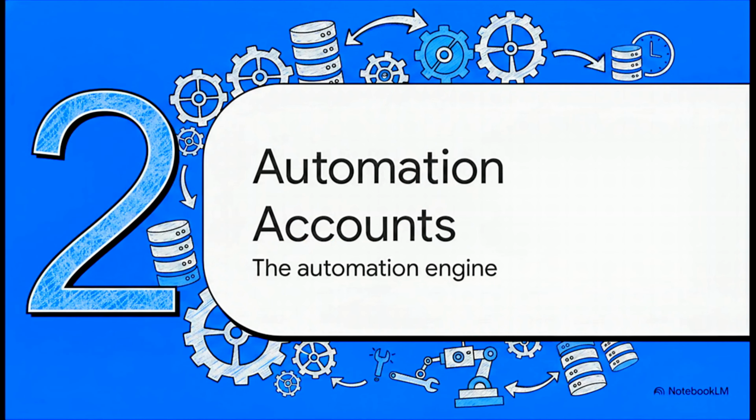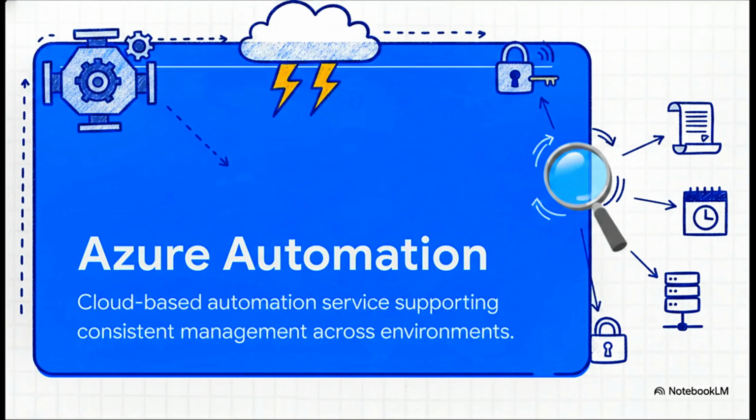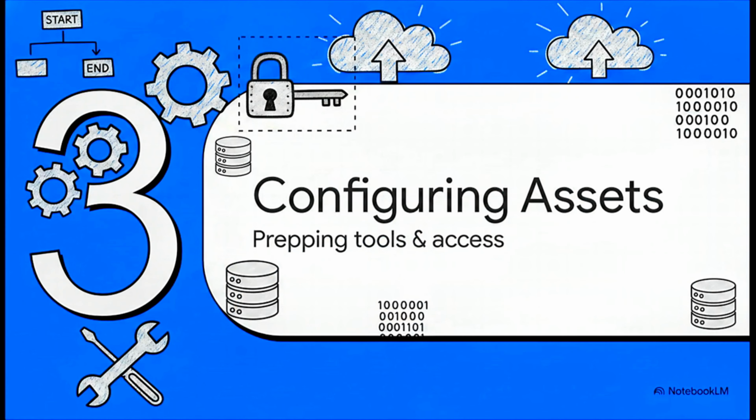All right, moving right along to the second piece of the puzzle, automation accounts. To put our database maintenance on autopilot, we need a really solid engine, and that engine is Azure Automation. Basically, Azure Automation is a cloud-based service that lets us consistently manage our environments. Think of it like the master command center for our entire index rebuilding operation. It's this secure, centralized hub where we store our scripts, our credentials, and our execution schedules without needing a dedicated virtual machine running 24/7 just to fire off a task. It's incredibly efficient.